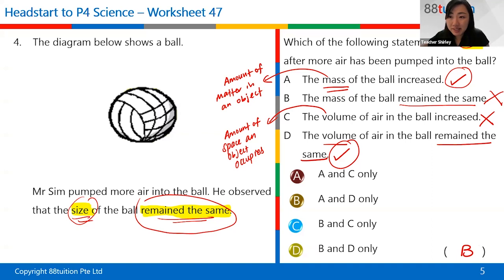You understand this one? Okay, so volume is the amount of space. If the size doesn't increase, it doesn't become bigger, it means that the volume it occupies also stays the same. If it becomes bigger in size, it means that it occupies more space. Got it, Sophia? Good. Okay, next one.